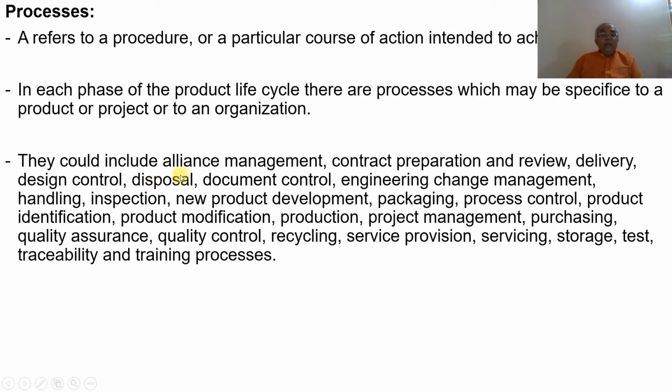They could include alliance management, contract preparation and review, delivery, design control, disposal, document control, engineering change management, handling, inspection, new product development, packaging, process control, product identification, product modification, production, project management, purchasing, quality assurance, quality control, recycling, service provision, servicing, storage, test, traceability, and training process. So these are all the various things which are involved in the process.